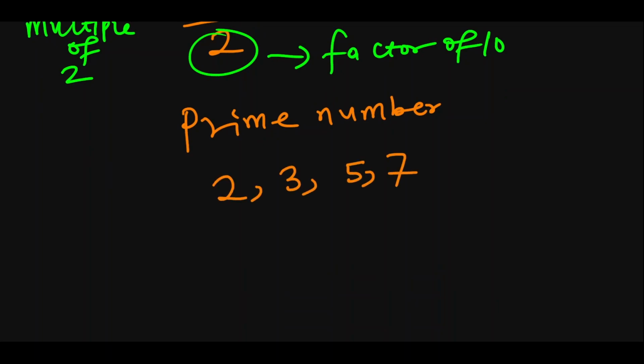Now, if you look at these numbers, there is no other number that can divide them without giving you a remainder. 2 cannot divide 3 without giving you a remainder. There is no other number that can divide them. So these are prime numbers.